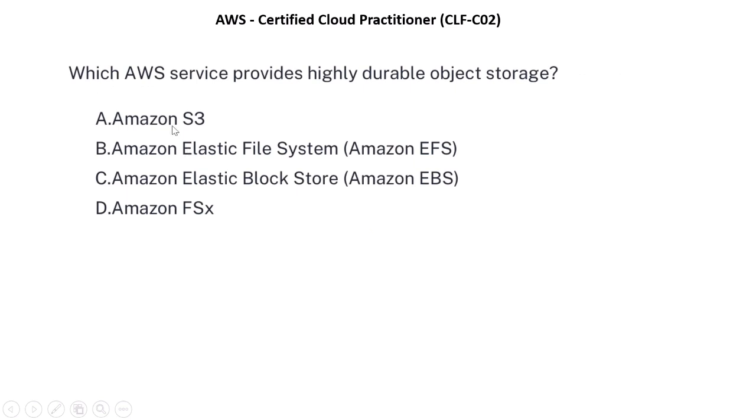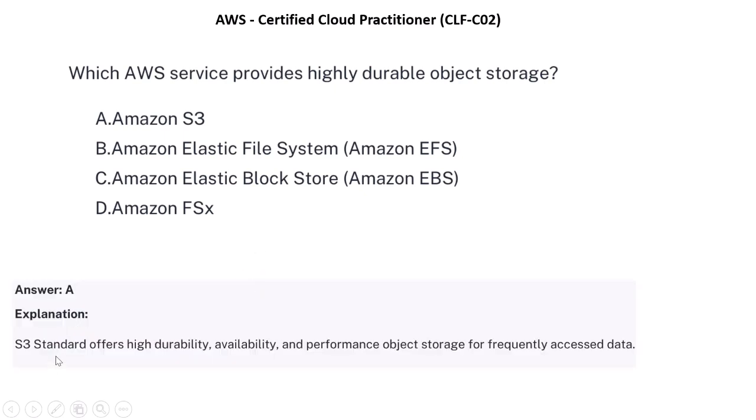Next one, which AWS service provides highly durable object storage? Option A, Amazon S3, option B, Amazon Elastic File System, option C, Amazon Elastic Block Store, option D, Amazon FSx. The correct answer is option A, Amazon S3. S3 Standard offers high durability, availability, and performance object storage for frequently accessed data.